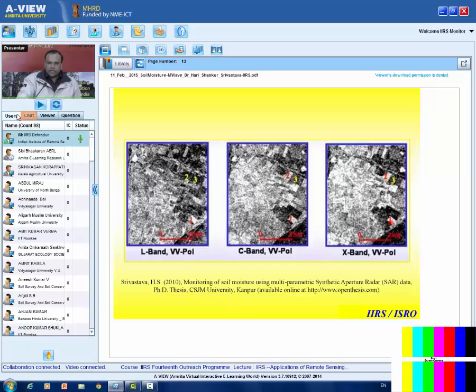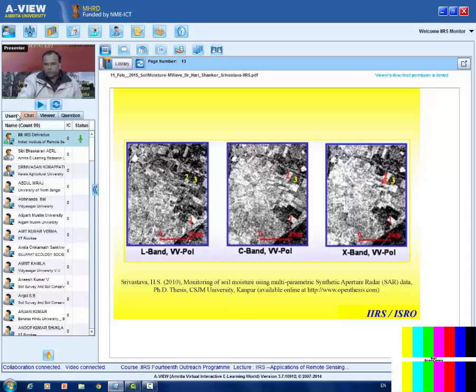So here you can see that if field number 1 appears rough on the three images, it means it is very rough, because normally medium rough fields will appear smooth on L band. Whereas field number 3 appears dark on all the three images. What does it mean? It means that field number 3 is representing a very smooth field. Why? Because normally all the fields appear rough on X band, and if anything is appearing smooth on X band, it means it is very smooth.